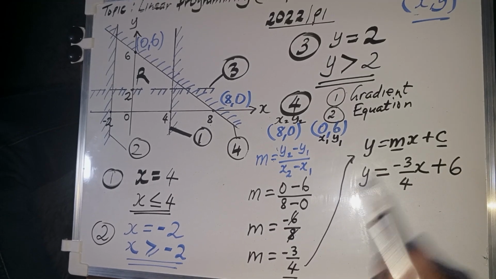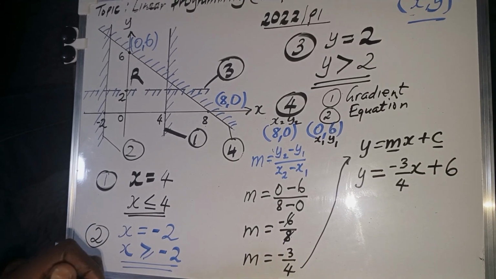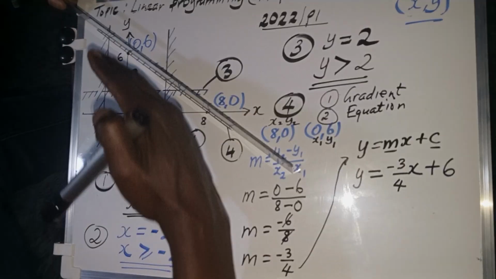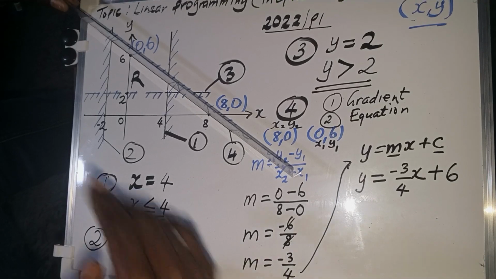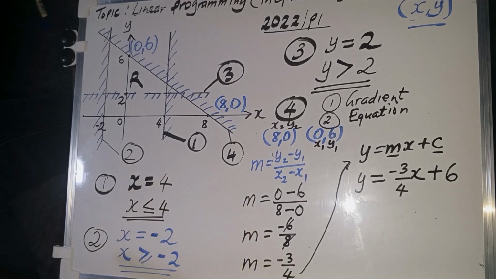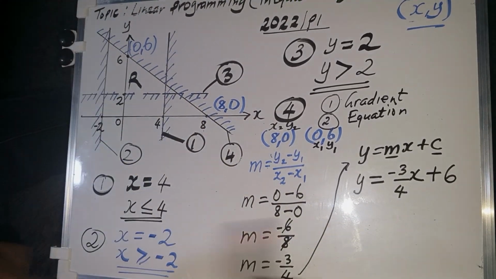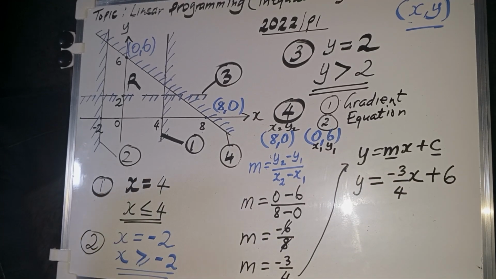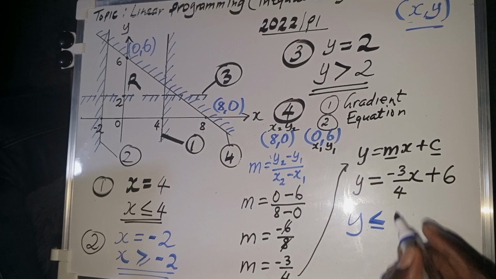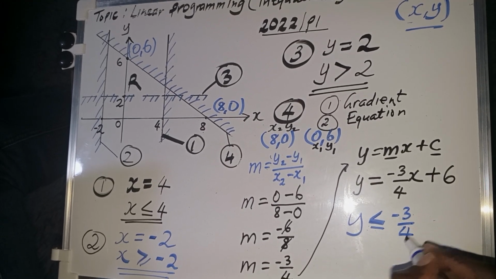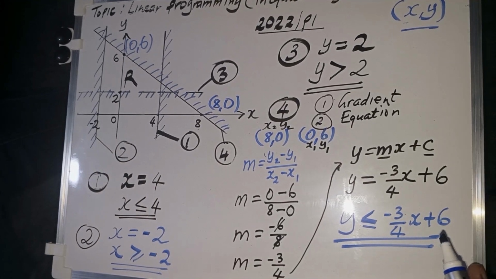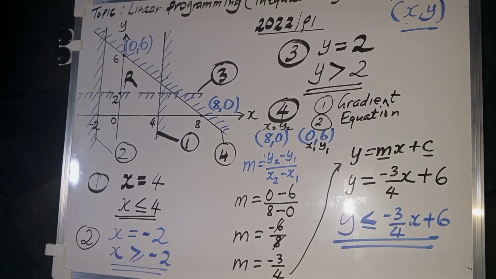So once you find the equation, you need to supply the inequality sign. If you notice, the line is here, and the region that we want is the region going this side. With the concepts I gave you, going this side, we said it is less than. But of course, if you notice, this is a solid line. So what inequality sign are we going to use there? It is going to be y less than or equal to negative 3 over 4 x plus 6. This is your fourth inequality. That is the way we supply these inequalities.